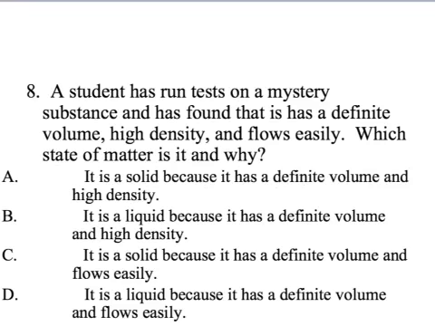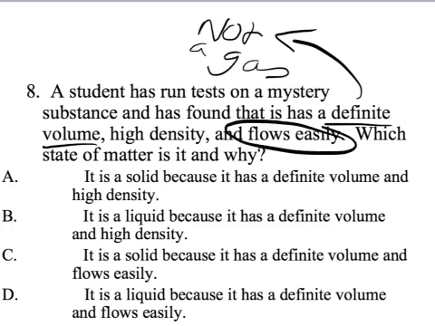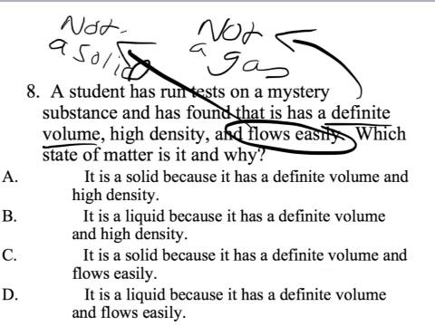Okay, a student runs a test on a mystery substance and found it has a definite volume, which means it can't be a gas, not a gas. Okay. Flows easily. Not a solid. So we know it's not a gas or a solid, so it's got to be a liquid. Okay. How did I know that?